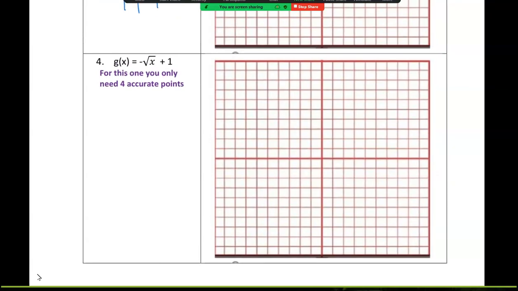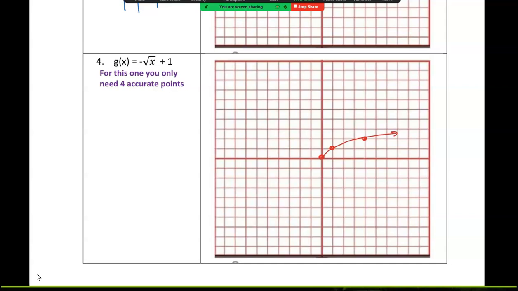Okay, let's get the parent function here. So remember, this is the square root, so I need a good squared number. That's 4. 1, 2, 3, 4. And square root of 4 is just 2. And that's what the parent function looks like, okay? I only need 4 points here, so I could do another one. But that's okay. I'm fine with the parent function having 3 points.